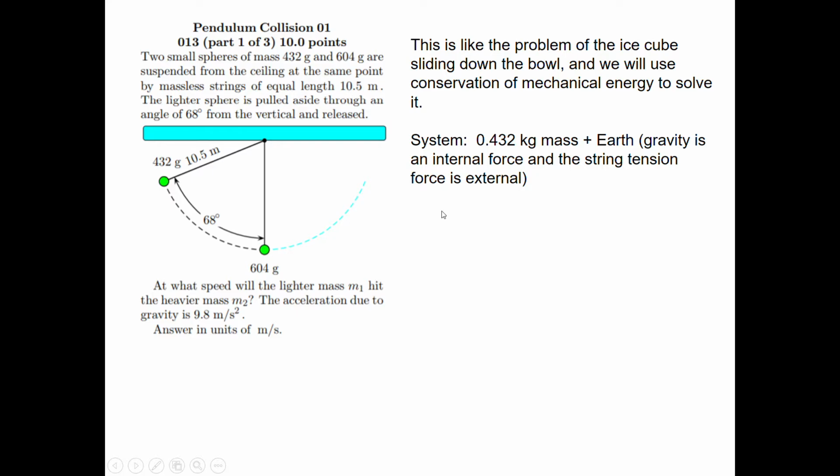We will take our system to be, we're not really involving the second mass in this first part. We're only going to consider the first mass. The initial state is up here, and the final state is just before striking the other one, when it's down at the bottom.